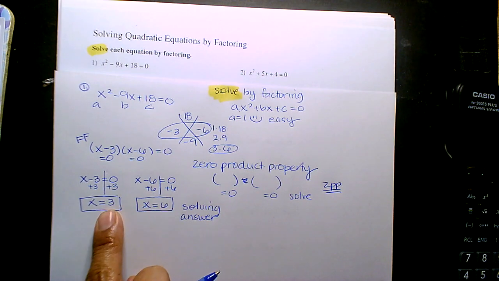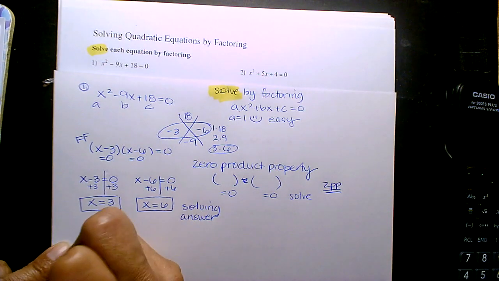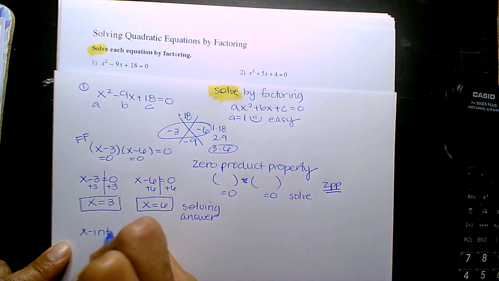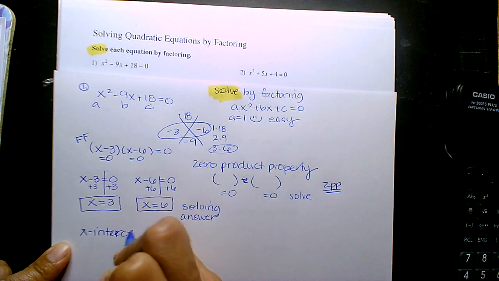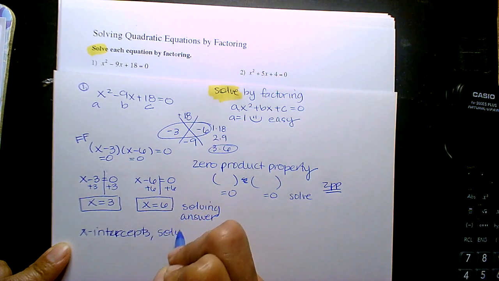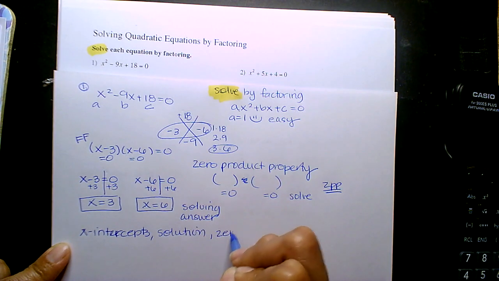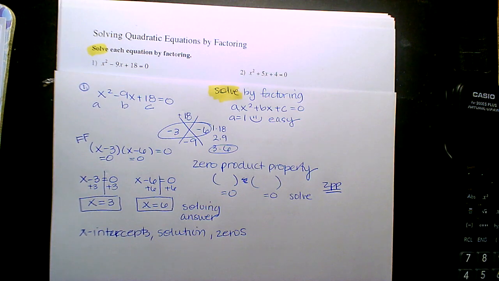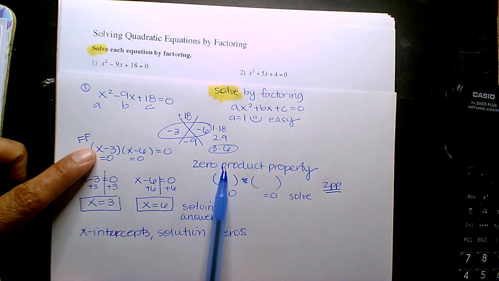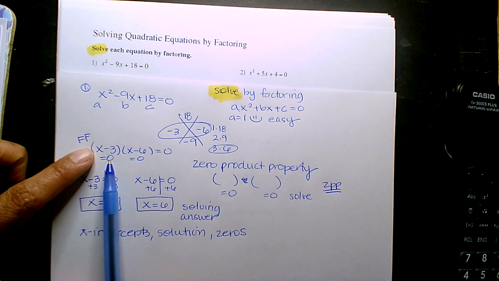These two values are essentially your x-intercepts. So when they ask you to solve, they're asking you for your x-intercepts. They call them solutions, they call them zeros. Okay, that's it, that's what you're doing. Once you get them in binomial form, the zero product property has you set the binomial equal to 0 and solve it.